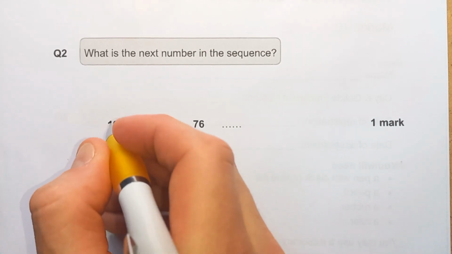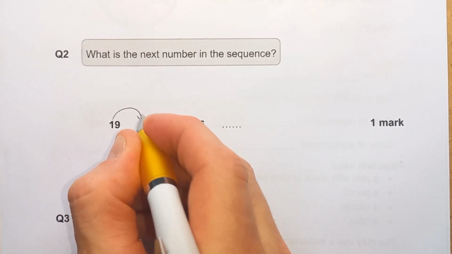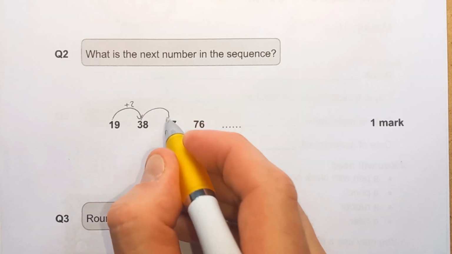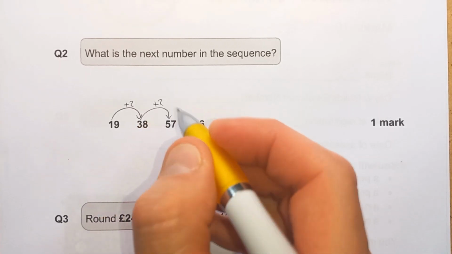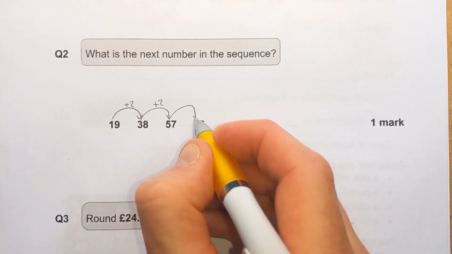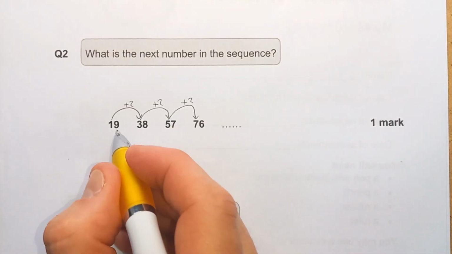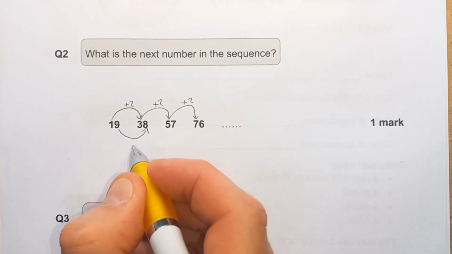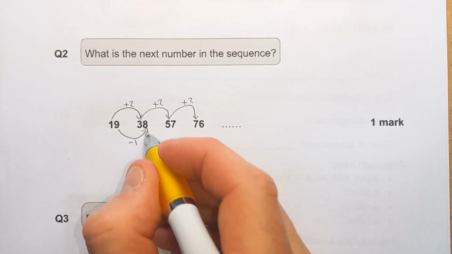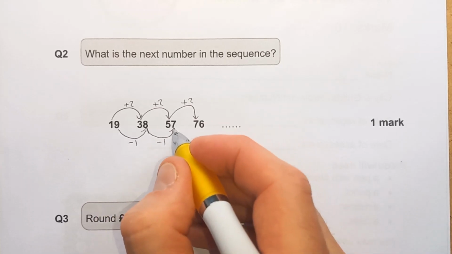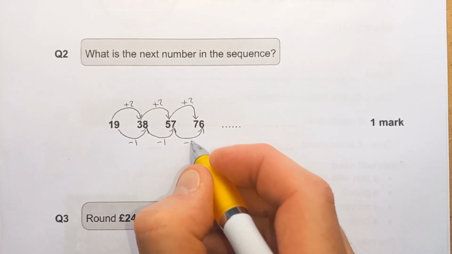So if we're looking at what's happening with the tens, 1 to 3, well, that's going up by 2. 3 to 5, it's going up by 2 again. 5 to 7, again, that's going up by 2. Now let's look at what the units are doing. 9 to 8, well, that's going down by 1. 8 to 7, it's going down again. 7 to 6, that's going down 1.